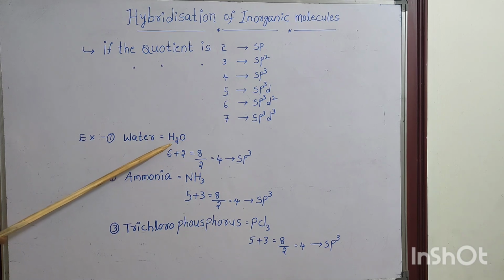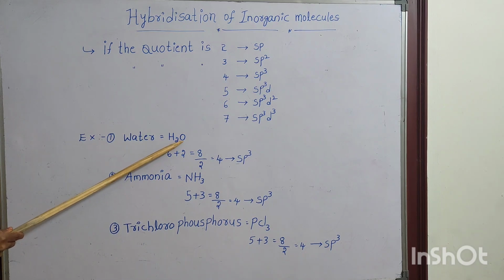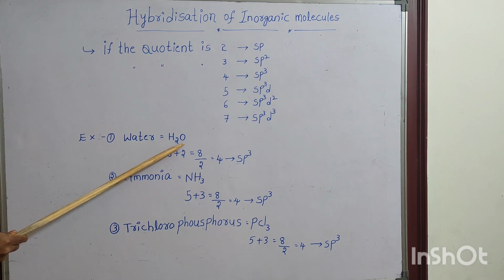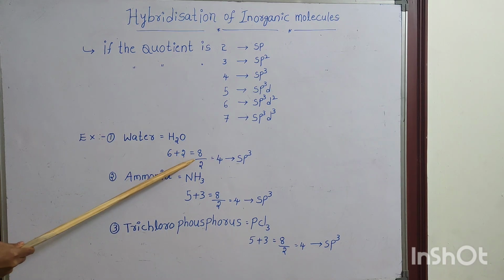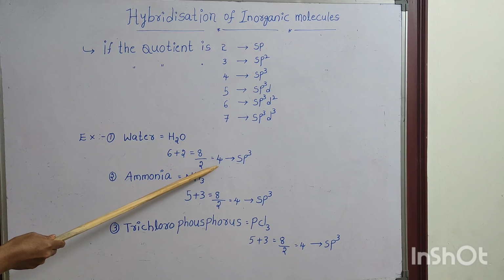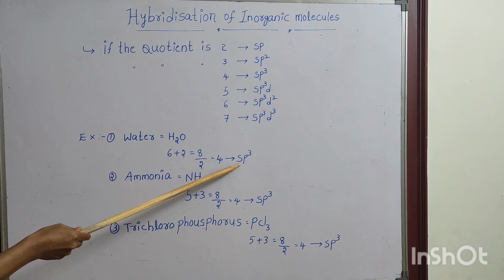For example, water. Water formula H2O. In this water molecule, the central atom is oxygen. Oxygen belongs to 6A group element, so valence is 6, and 2 hydrogens. So 6 plus 2, 8. 8 divided by 2, we get the quotient 4. So that is sp3 hybridization.